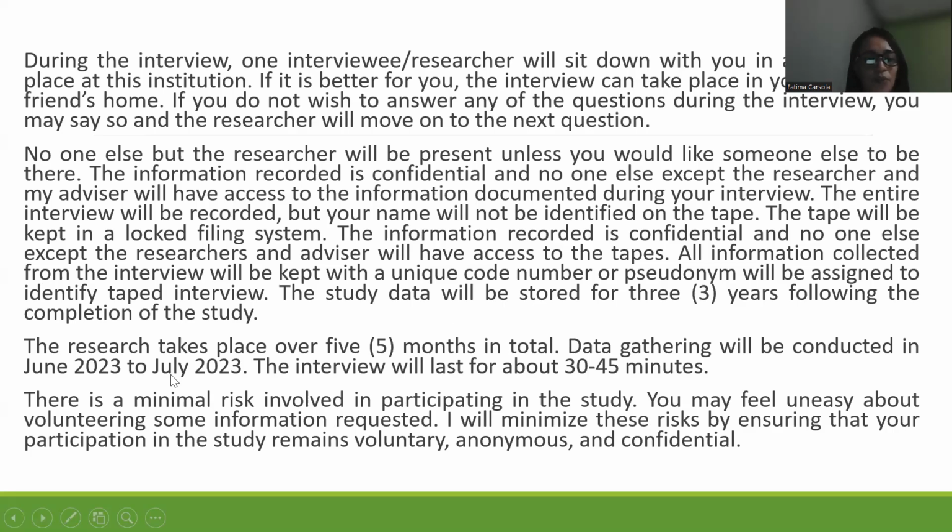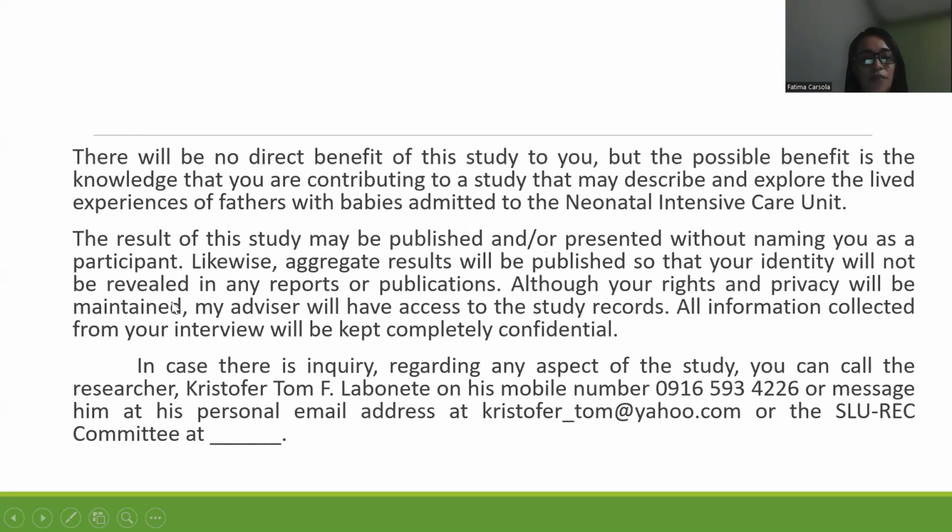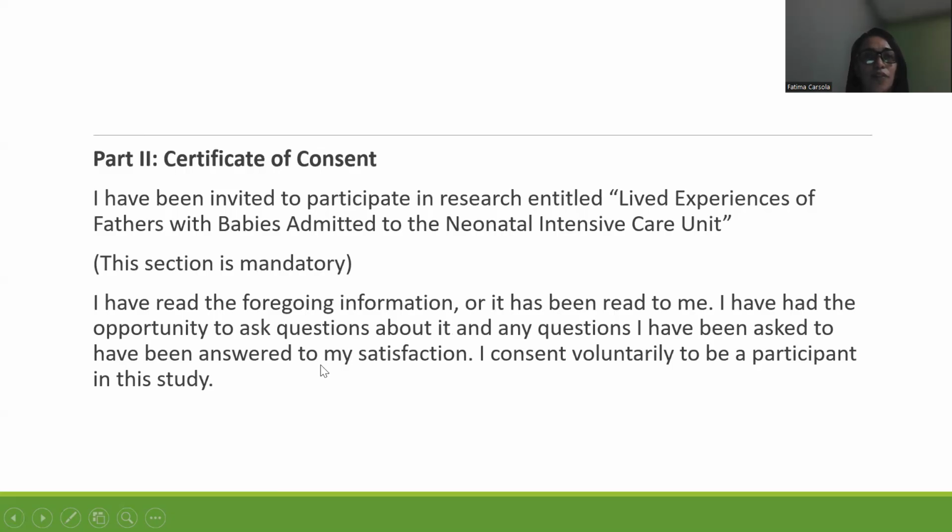Okay. So you will be telling the participants also of how long the research will take place and when will be the data gathering and how long will the interview be. So the risk will be discussed later. And of course, the benefits that the participant will get from the study. We will be discussing about publications and where will they get your data or your phone number, the phone number of the ERB, or the IRB, the Institutional Review Board, or if they have questions regarding the study.